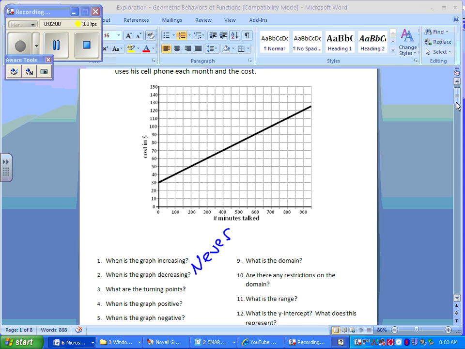When are the turning points? There are none. Remember, a turning point might be where it goes from going up to going down. That would be your turning point. Well, there are no turning points in this case. Just a straight line. When is the graph positive? Always. It's always positive. And we're going to see a whole bunch that are just always positive. And when is it negative? Never.